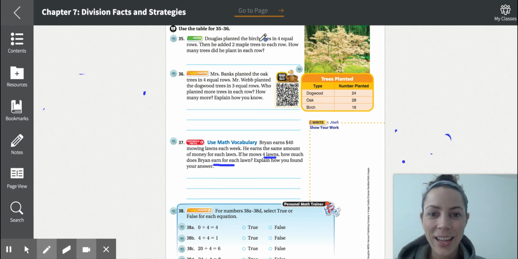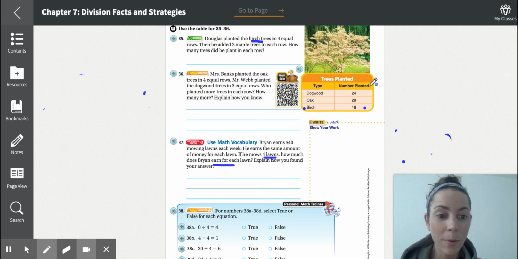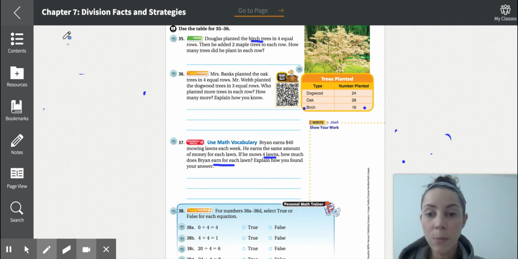All right, birch trees. That is the first thing I needed to realize, that I need to go in the chart for the birch trees. And their number is 16, and we want to know what the 16 means. So I need to look at the top at the heading, and it says number planted. It doesn't say number planted in each row. So this means the total. I have 16 birch trees, and he's going to put them into 4 rows.